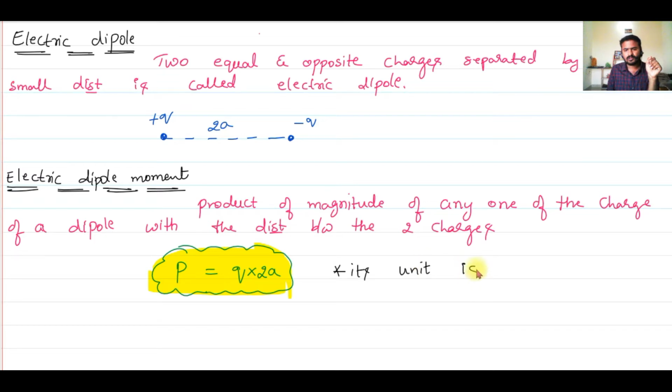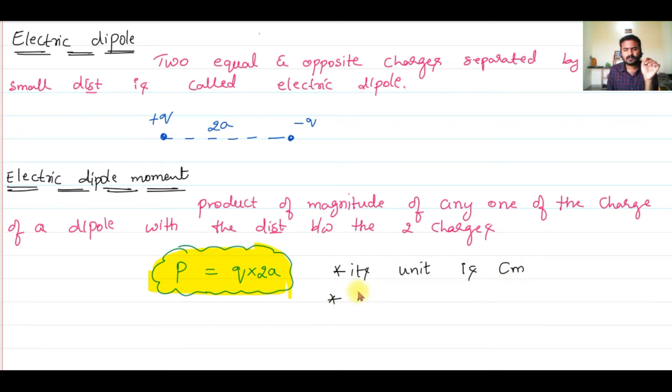Its unit, what will be the unit? You can see this formula: it is q into 2a. Q is charge, its unit is coulomb. And 2a is the distance between two charges. So the distance unit is meter. So coulomb meter is the unit of electric dipole moment. Don't read this as centimeter. It is coulomb meter. Be careful.